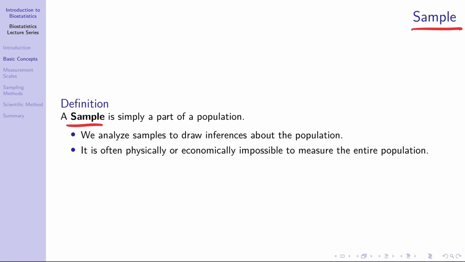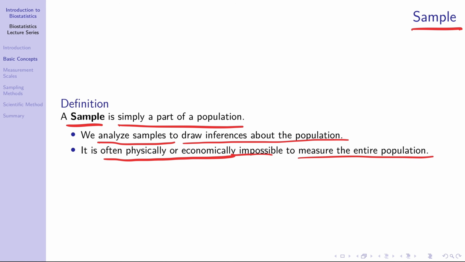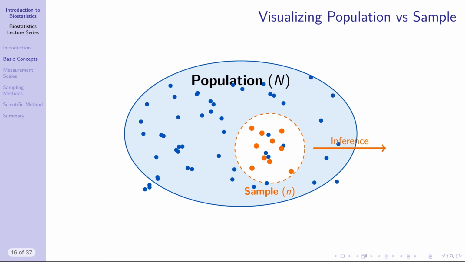A sample is simply a part of the population. We generally analyze samples to draw inferences about the population. The main reason we take a sample is because it is often physically or economically impossible to measure the entire population. For example, even when governments do a census, it might be 80% full or 90% full or 98% full. It's very hard to achieve 100% because it's not possible to take the values from the entirety of the population.